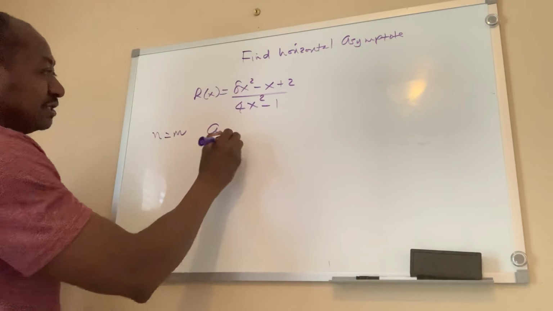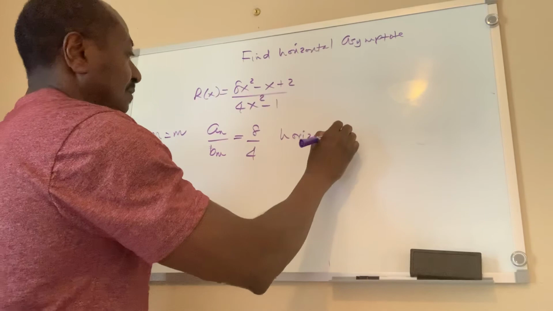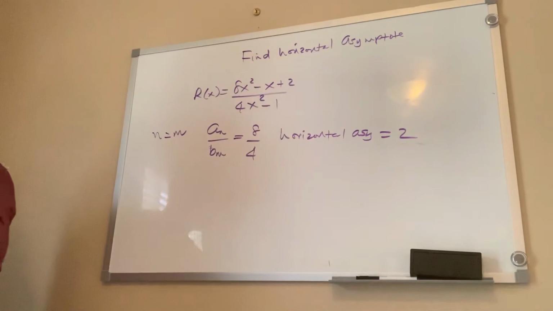And the leading coefficient here is 8. And the leading coefficient here is 4. So your horizontal asymptote equals 2. Okay? That is all you have to say, and that is all you have to do.